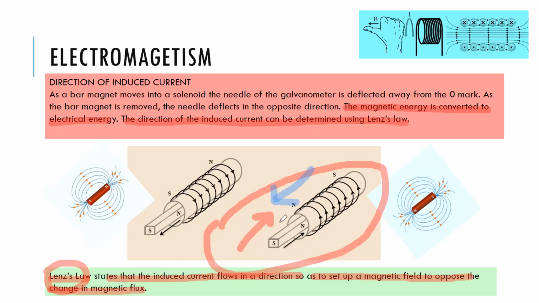When it is pushing back, as you can see, the north pole is facing the solenoid, which means that like poles repel each other in magnets. So this side of the solenoid is going to behave like a North Pole, and this side is like a South Pole.